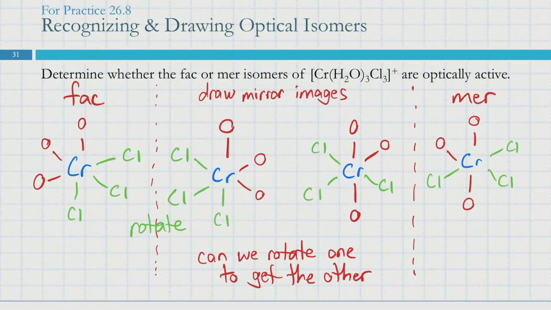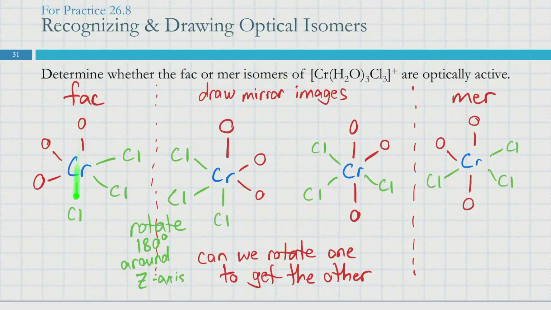We would just rotate 180 degrees around the Z, that's the vertical axis. So if you just pick it up and spin it 180 degrees, it might work other ways too. Then these are the same. So they're not optically active. They are mirror images, but they are superimposable.